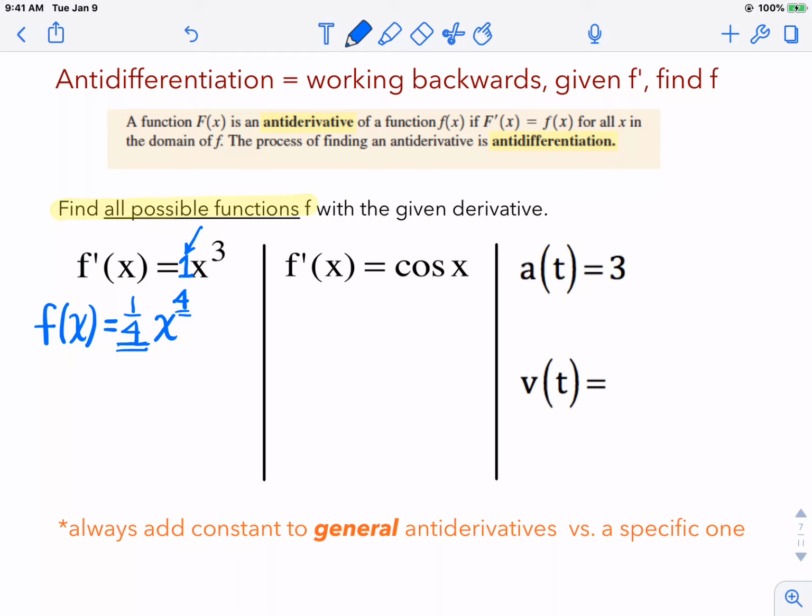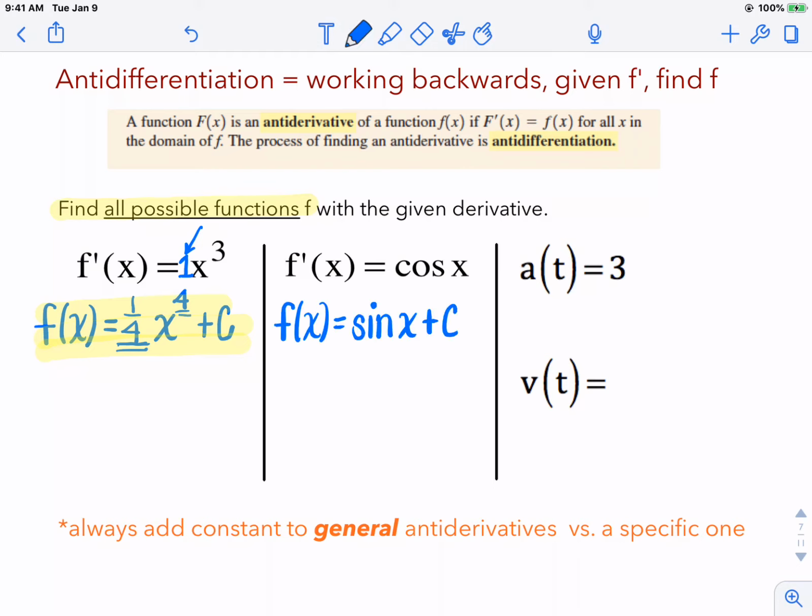Here's what I don't know though, is if there was some constant added to the end of my original function. Because again, that could have been lots of different functions otherwise. So when they want all possible functions, I'm going to add that constant to the end because that says there could have been any different constant you wanted at the end of this function, and its derivative still would have been x cubed. So pause the video, try it with cosine of x and see what you come up with.